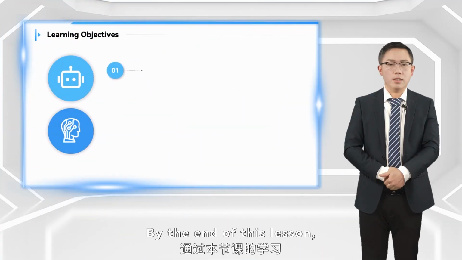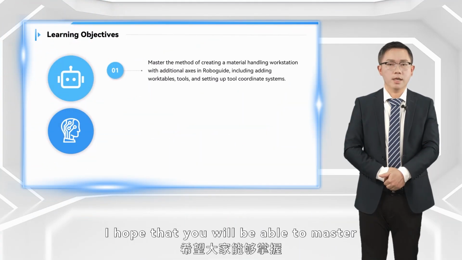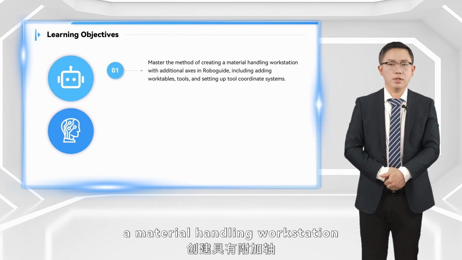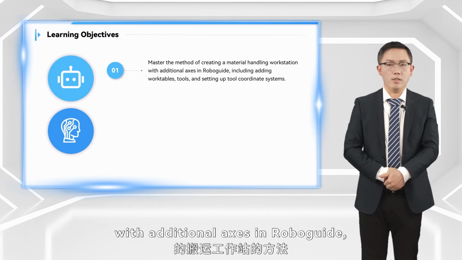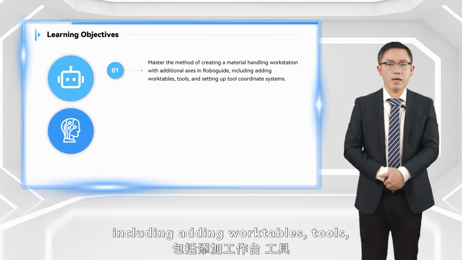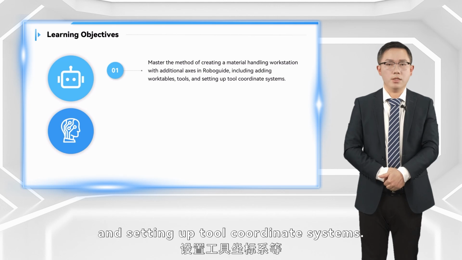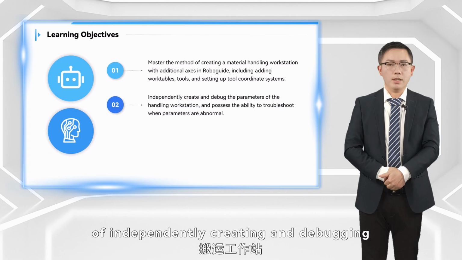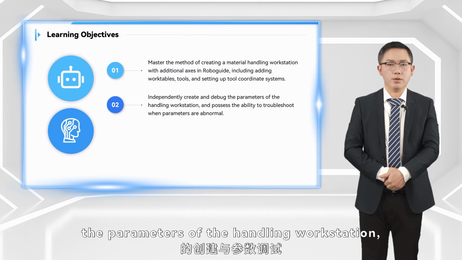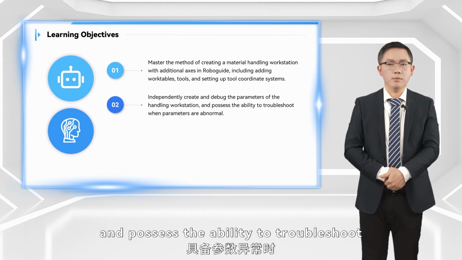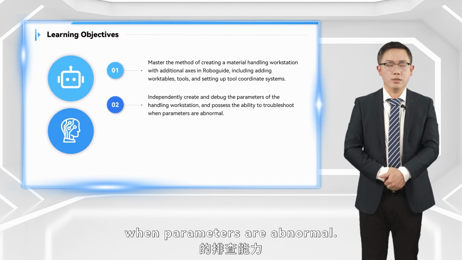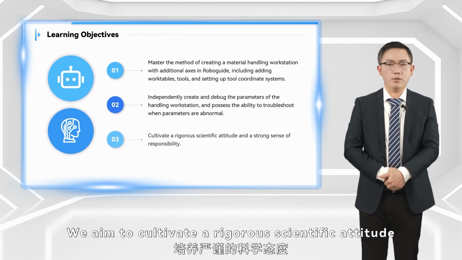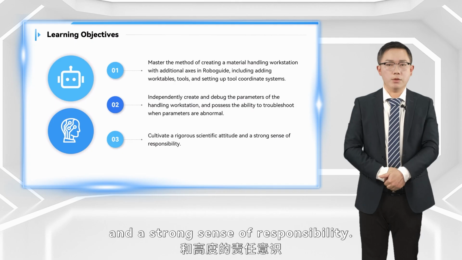By the end of this lesson, I hope that you will be able to master the method of creating a material handling workstation with additional access in RoboGuide, including adding work tables, tools, and setting up tool coordinate systems. You should be capable of independently creating and debugging the parameters of the handling workstation and possess the ability to troubleshoot when parameters are abnormal. We aim to cultivate a rigorous scientific attitude and a strong sense of responsibility.